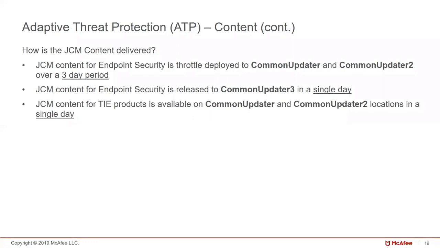For those customers who want to pull the content immediately, you can go to the Common Updater 3 site when the content is released, and you can pull it directly if you want to do testing. If you want to wait and just pick up the content as it is being updated, it's rolled out over a 72-hour period to the Common Updater and the Common Updater 2 sites.